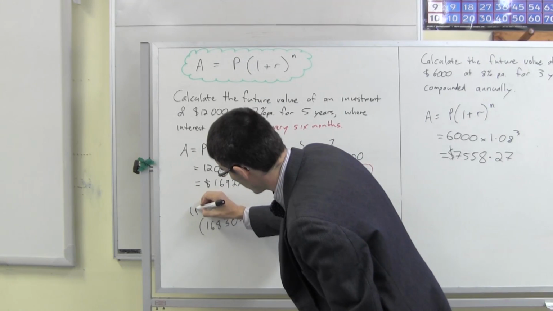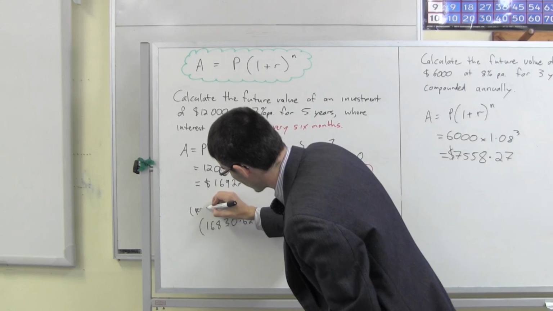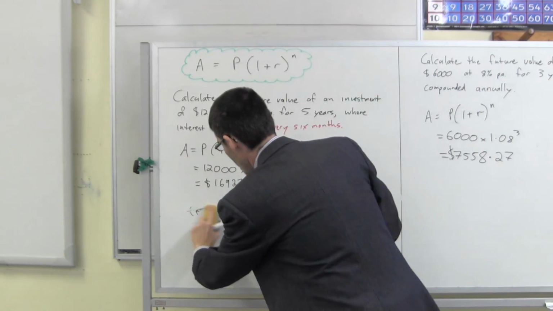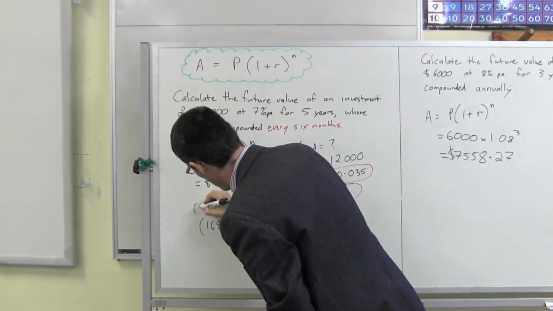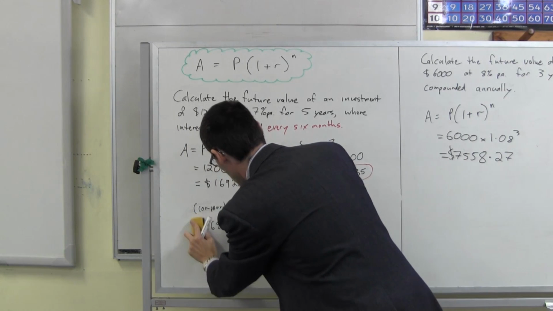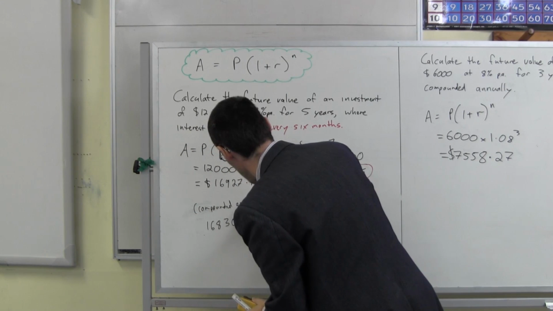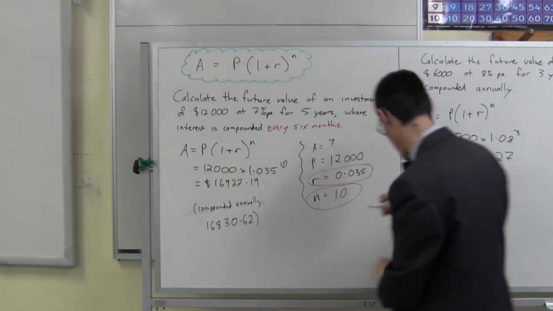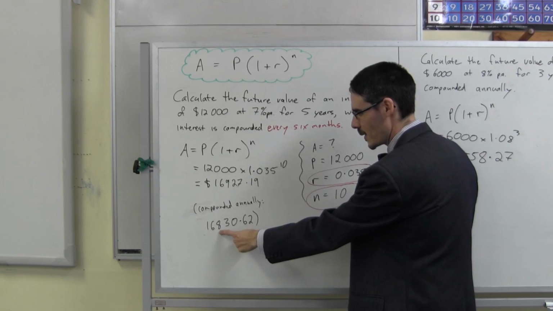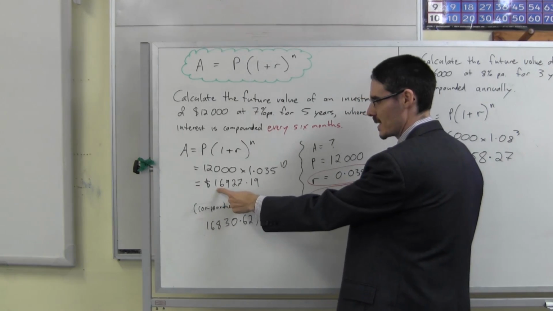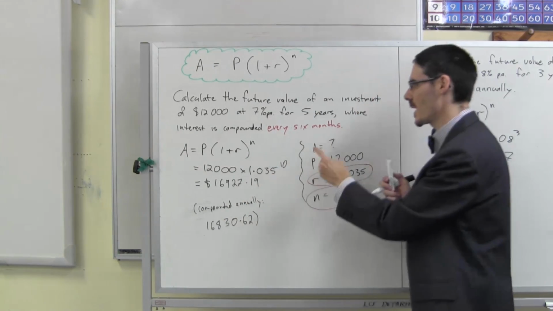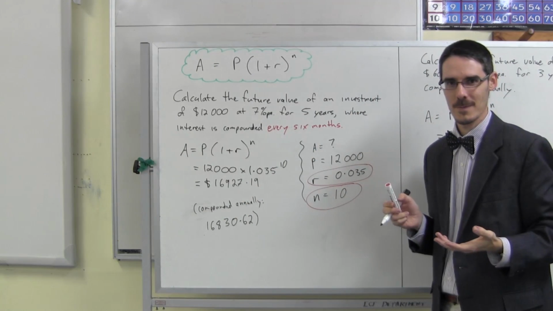If it was compounded per year, this was compounded annually. Okay. Annually it was 16830, and here it's almost 16930. An extra $100 just for getting interest compounding every 6 months.